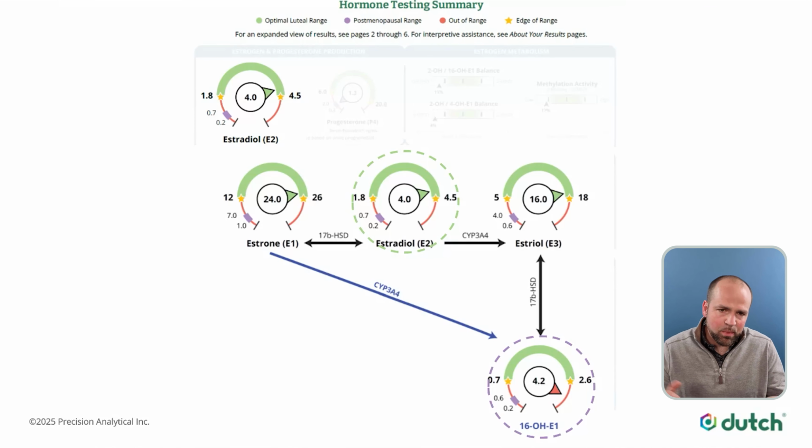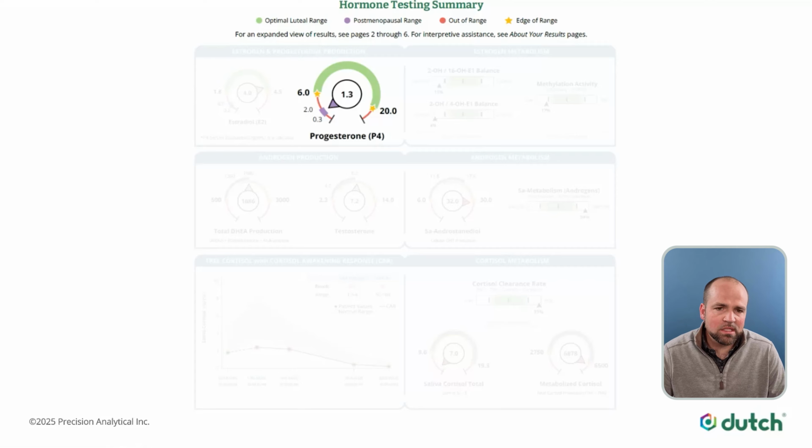And as you dig deeper on page 2 and look at E1 and E3 and 16-hydroxy E1, the advanced insight section of the comments that follows the Dutch dozen is going to help walk you and teach you through these comments with patient specific comments so that you can understand these concepts at a deeper level. That's number one. Number two is progesterone.